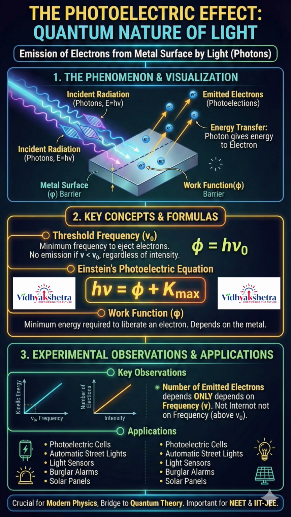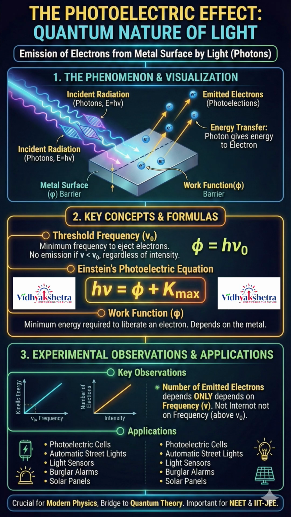A very important feature of the photoelectric effect is the concept of threshold frequency. The threshold frequency is the minimum frequency of incident radiation required to just eject electrons from a metal surface. If the frequency of light is less than the threshold frequency, no photoelectric emission occurs, regardless of the intensity of light. This observation cannot be explained by classical wave theory and strongly supports the quantum nature of light.